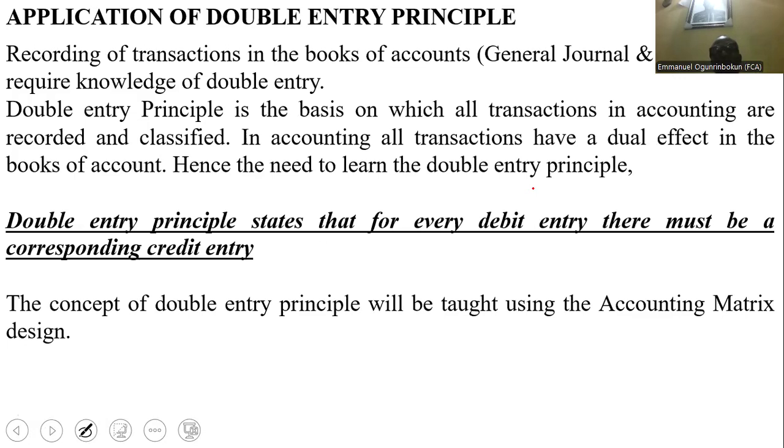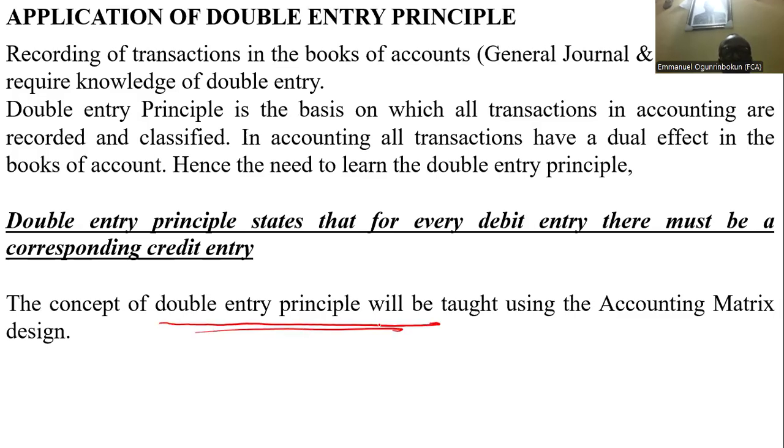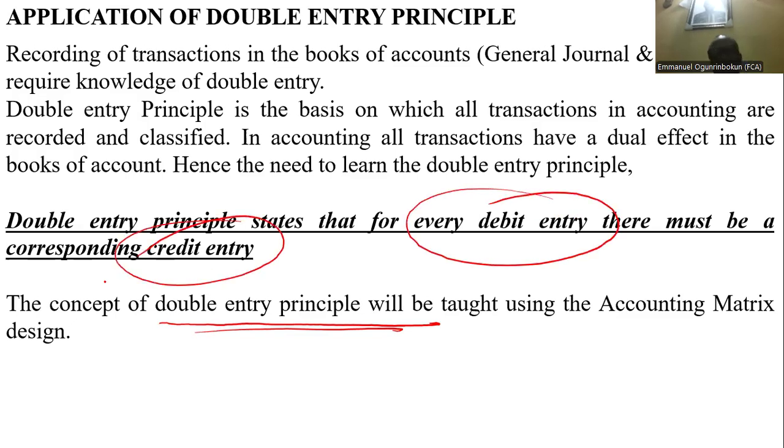And then we now have to move to the bottom line. When we talk about the accounting process, before we move to the books of account, the underlying factor for the accounting process is what we refer to as double entry. The double entry principle states that for every debit entry, there must be a corresponding credit entry. Now, one thing I want us to note in this class: we are going to be adopting what we call the accounting matrix design.